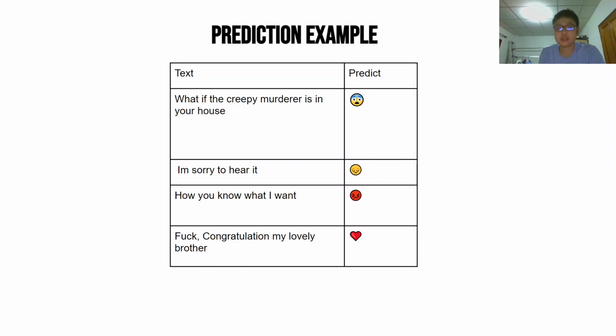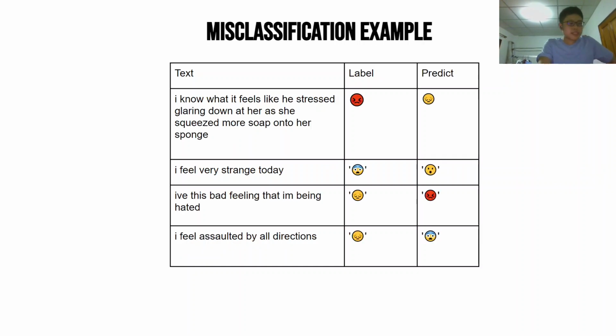This is correct, and so on. However, just like a human, they can make a mistake. So here I will show you how the model makes a mistake. For the first observation, I think it's too long to read. The second one: I feel very strange today.